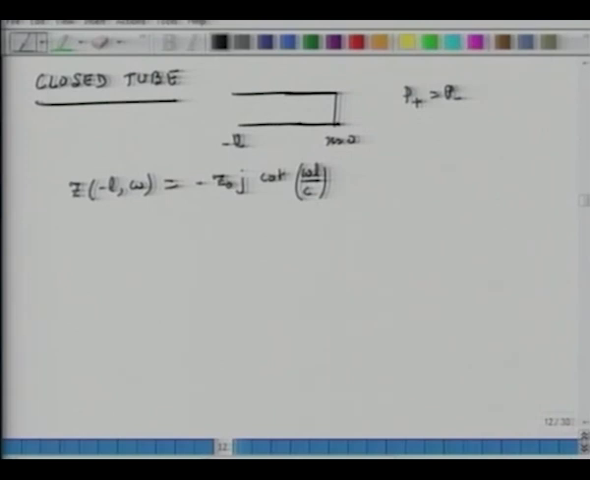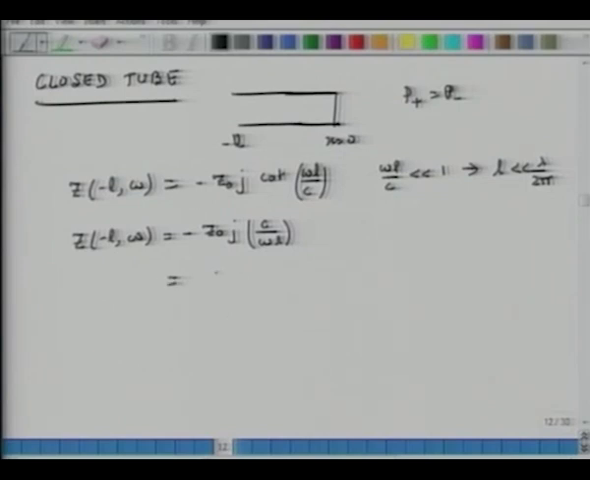So again, for small tubes such that omega L over C is very small, that is L is very small compared to lambda over 2 pi, my Z at minus L, omega is equal to Z naught j times C over omega L. And then when I put Z naught equals rho naught C, and I bring j in the denominator, what I get is 1 over j omega L over rho naught C square.